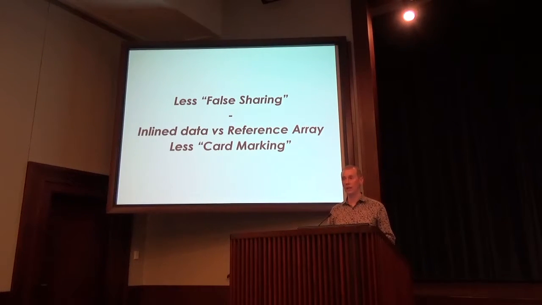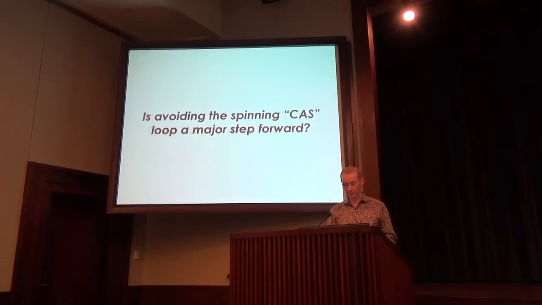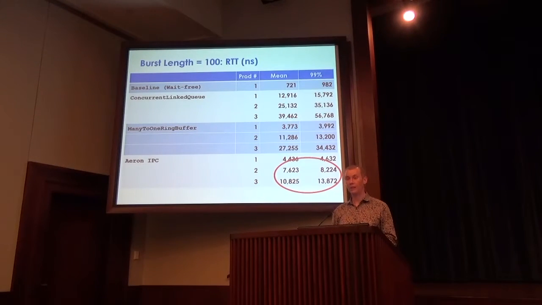Things that are close together end up marking the same card. That has a false sharing effect as well. So by going off heap, we avoid a lot of those false sharing effects. But back to this other interesting question, what about the spinning CAS? The fact that we got rid of the spinning CAS, did that make a big difference to the performance? Well, let's look at it.